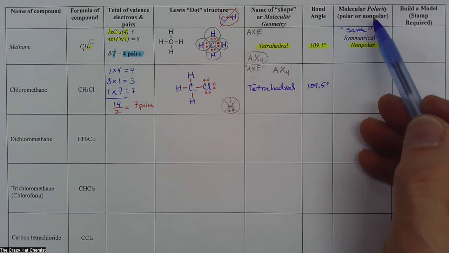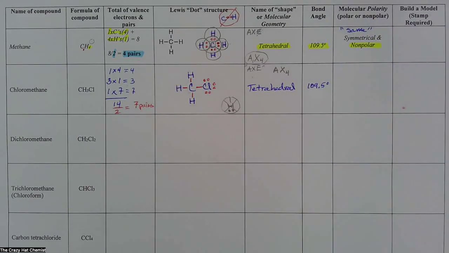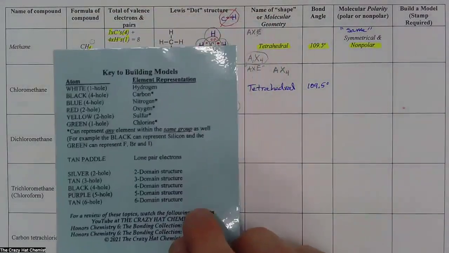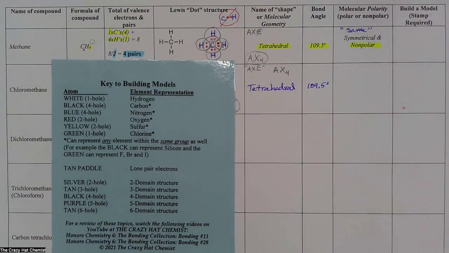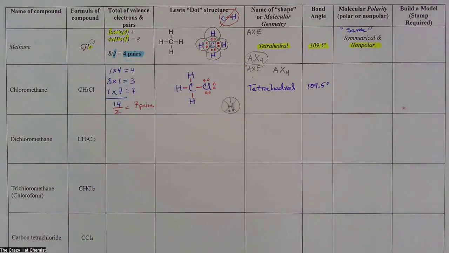Now what we need to do is get the molecular polarity. It's going to be either polar or non-polar. In order to do that, we really need to build that model. So we're going to go back to the model that we had before. We're looking at our key. We're going to add one more element, and that is a chlorine, which is green, and it has a single hole in it.